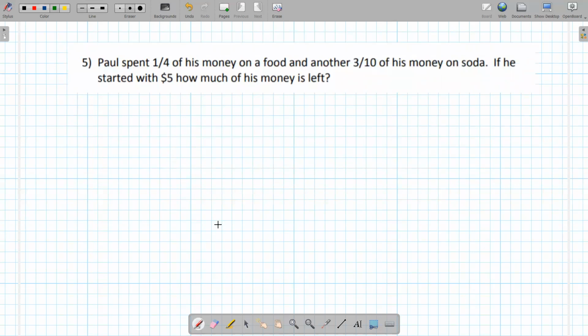Let's check this out. Paul spent a quarter of his money on food and another 3/10 on soda. If he started with $5, how much money is left? Is it just 5 minus 1 over 4 minus 2 over 10? No, it's not. Of his money, right? Of the total. Of means times, so it has something to do with times, not minus.